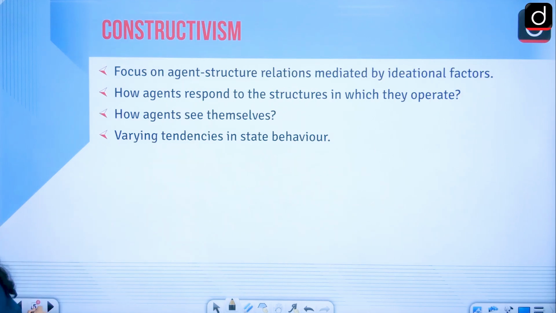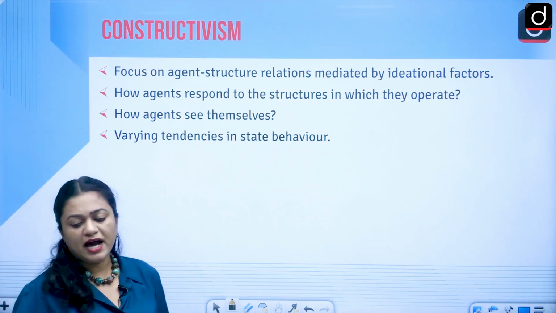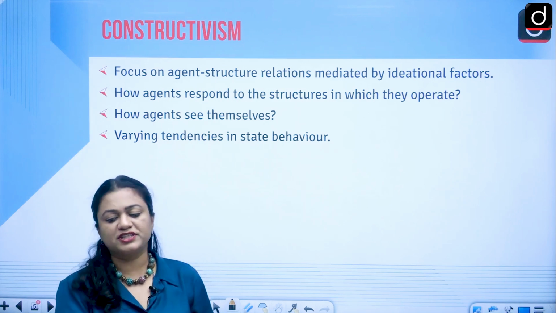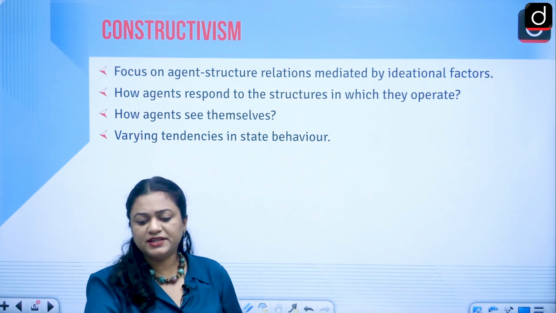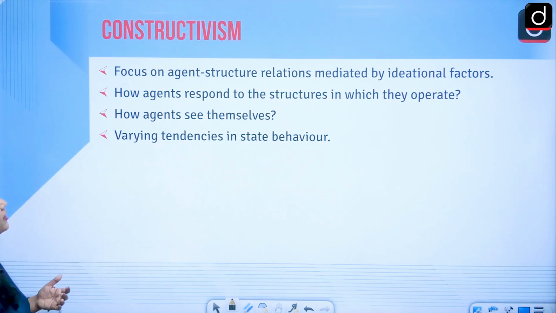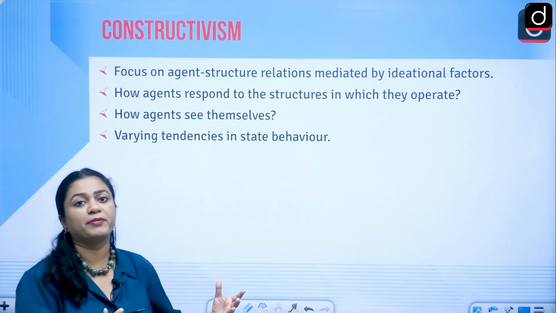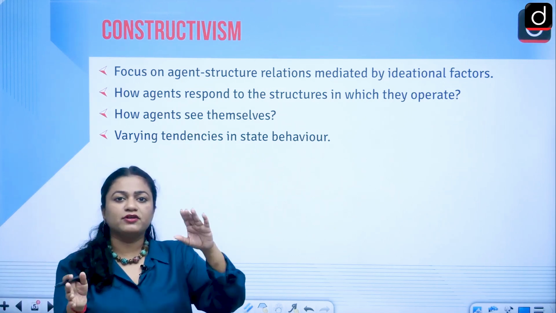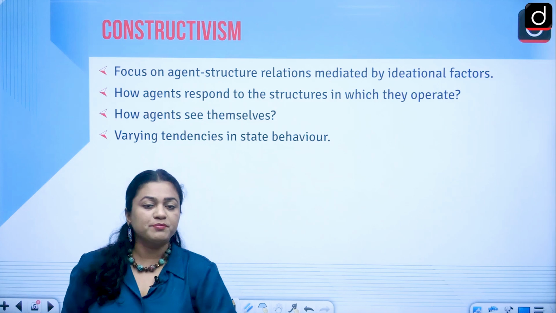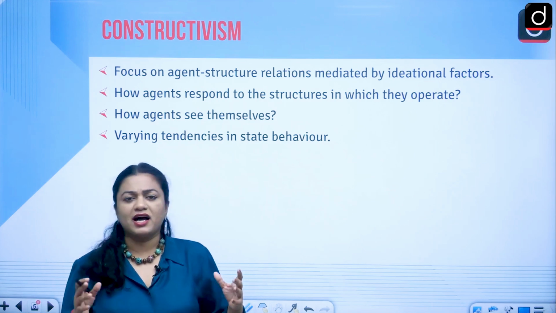Okay. Now, constructivists focus on agent-structure relations mediated by ideational forces, like how structures shape the identities, then the interests, foreign policies of the states, how state and non-state actors reproduce that structure and then transform it. Okay. So now you can understand how agents respond to the structures in which they operate. It's a kind of reciprocal one, like the agents actually shape the structures and structures are also shaped by the agents.